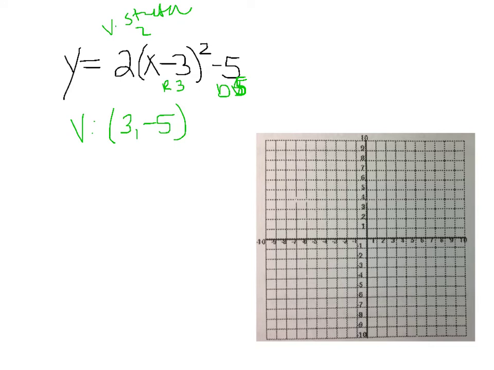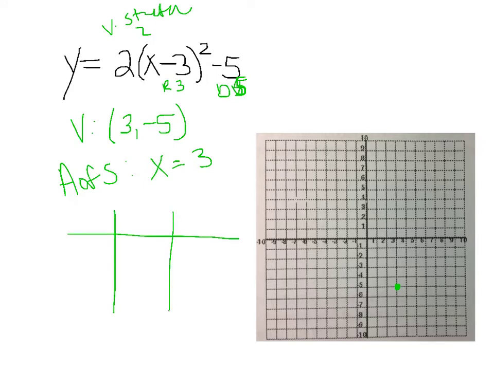Okay, so we always plot our vertex first. We know if our vertex is (3, -5), then the axis of symmetry will be x equals 3. So 1, 2, 3, -5. Here's my vertex. Now we're going to look at my stretch and shrink factor to know where to put my other points.